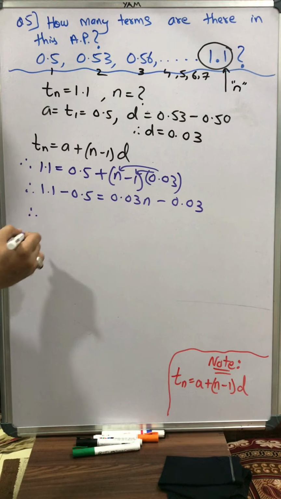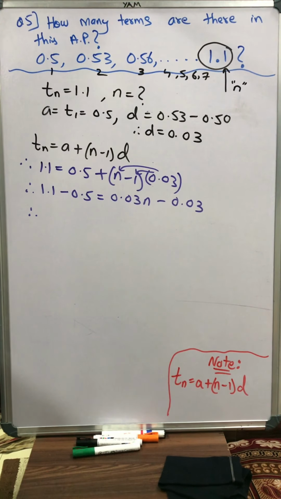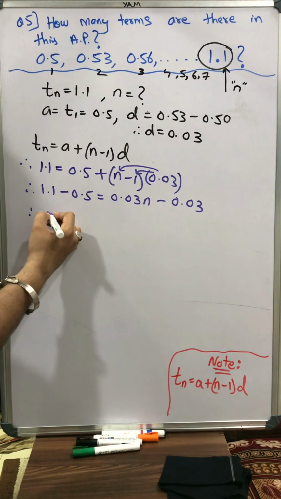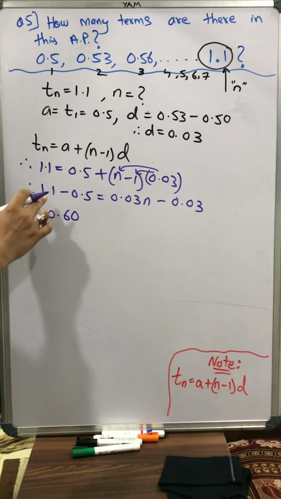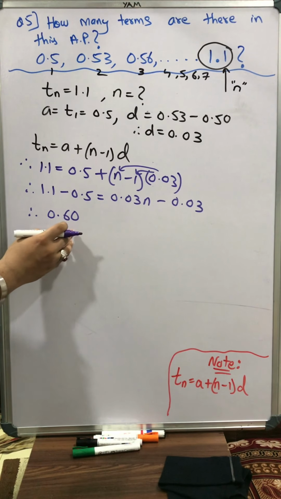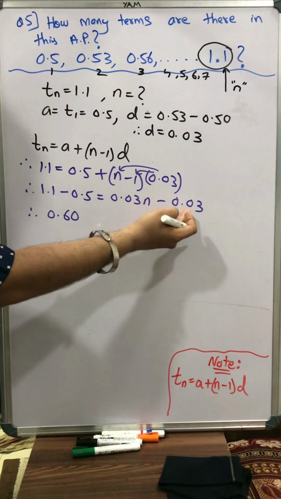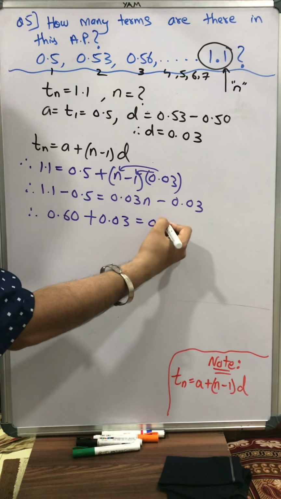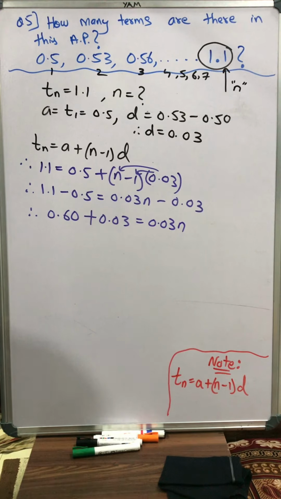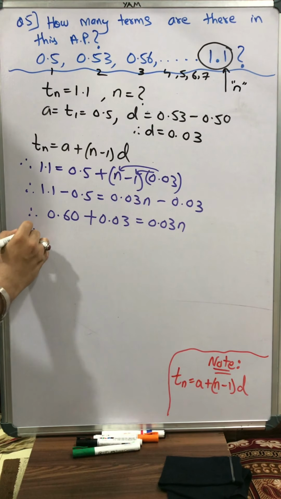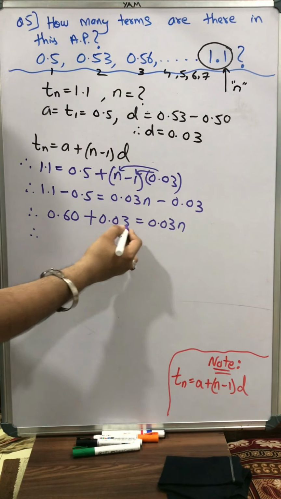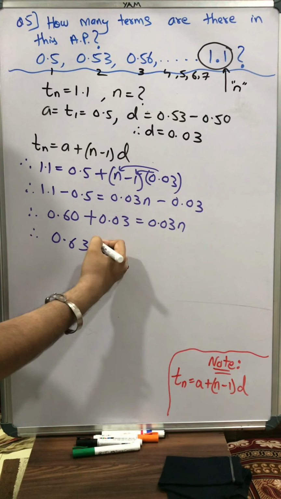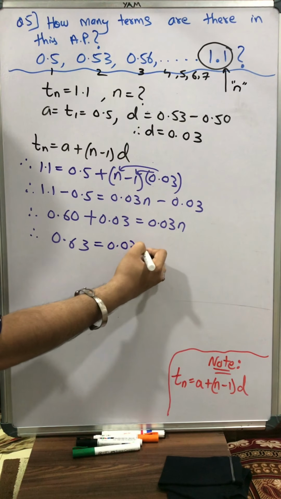Now students, what I need to do is subtract 1.1 minus 0.5. It will become 0.60. Minus 0.03 comes on the left-hand side, becomes plus. Plus 0.03 is equal to 0.03n. Now I need to add them. Therefore 0.60 plus 0.03: 3 plus 0 is 3, 6 plus 0 is 6. 0.63 is equal to 0.03n.